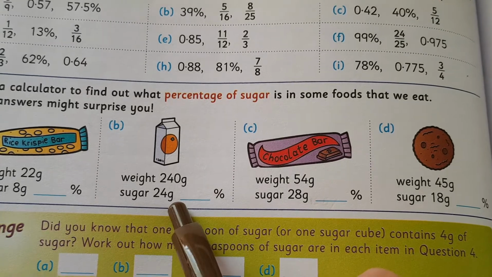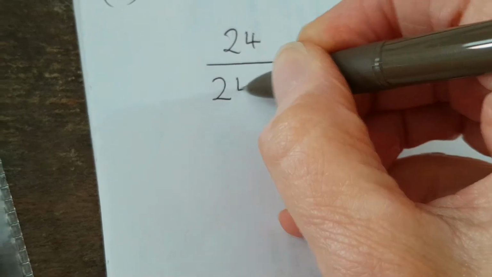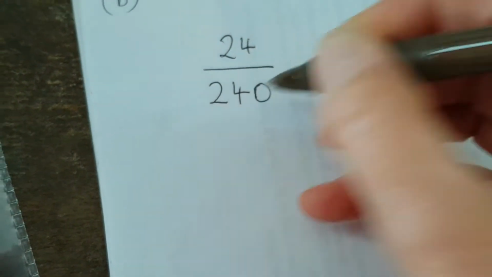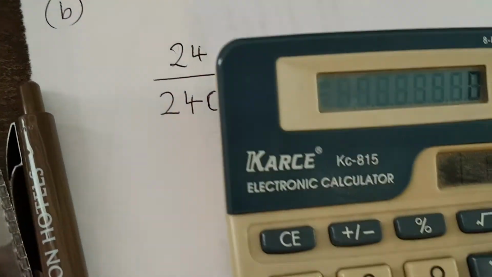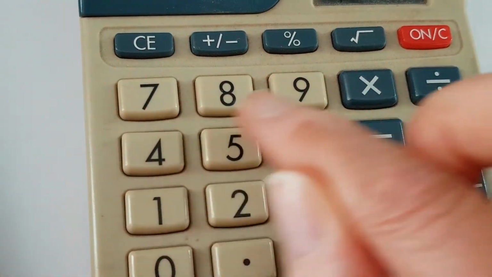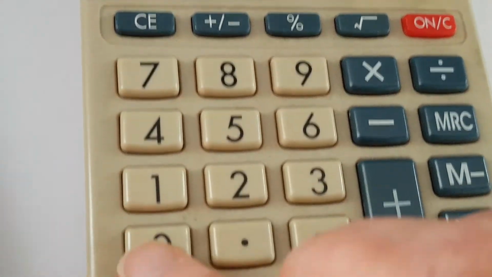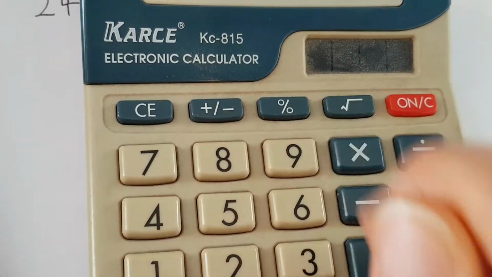Okay, there's 24 grams of sugar out of a total weight in the carton of 240 grams. Now, we're using our calculator, so we're doing as before, 24 divided by 240%, and we find out 10%.